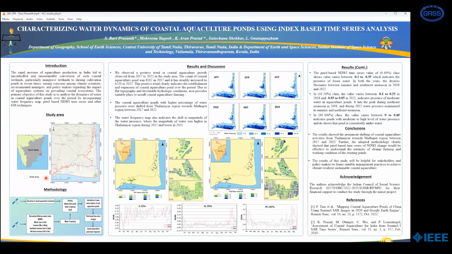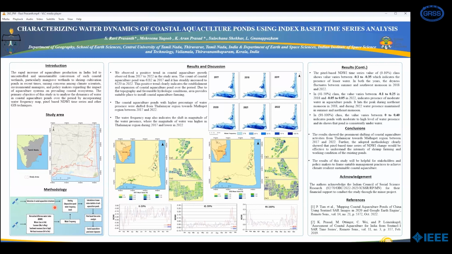The methodology involves the following steps. Firstly, the coastal aquaculture structure was extracted manually in QGIS using Sentinel-1 SAR data with the Google Earth Engine plugin from the year 2017 to 22. The Sentinel-1 SAR data was used because it helps us to identify the pond structure and boundaries more effectively.